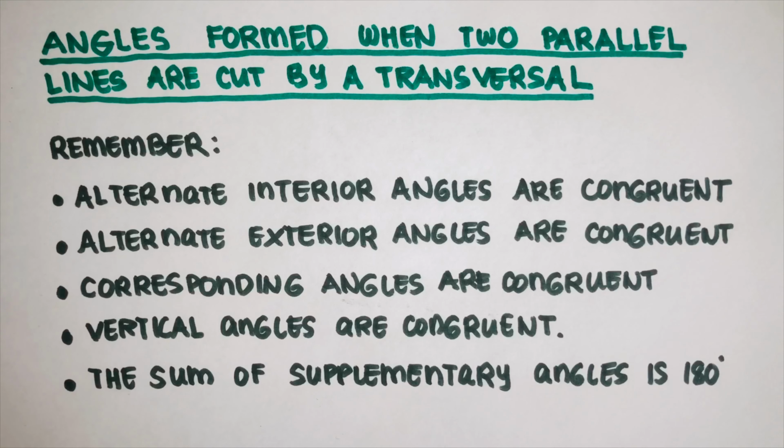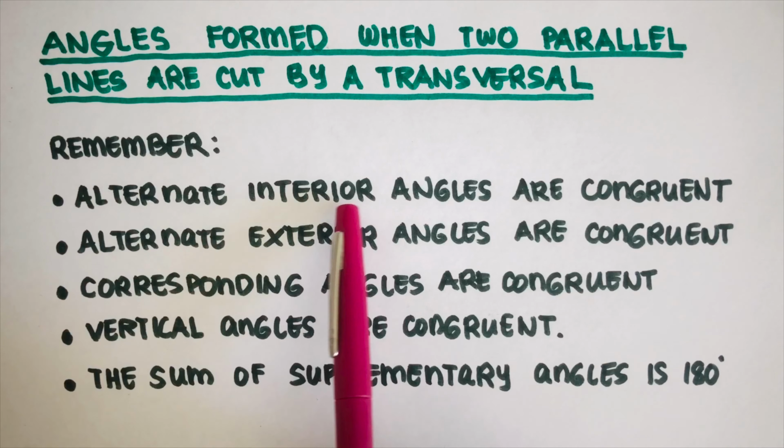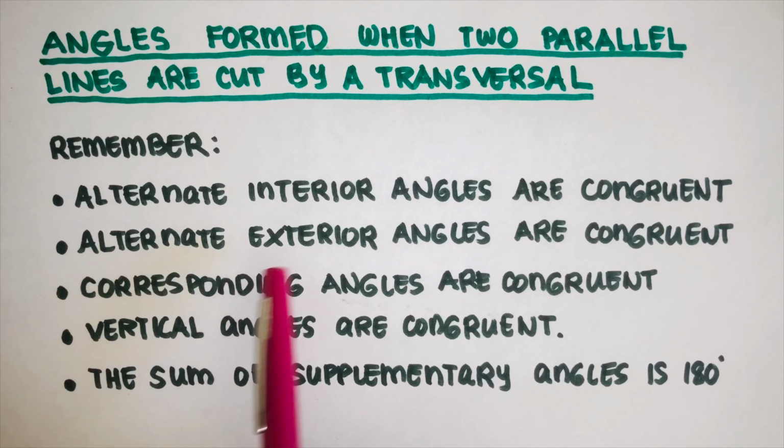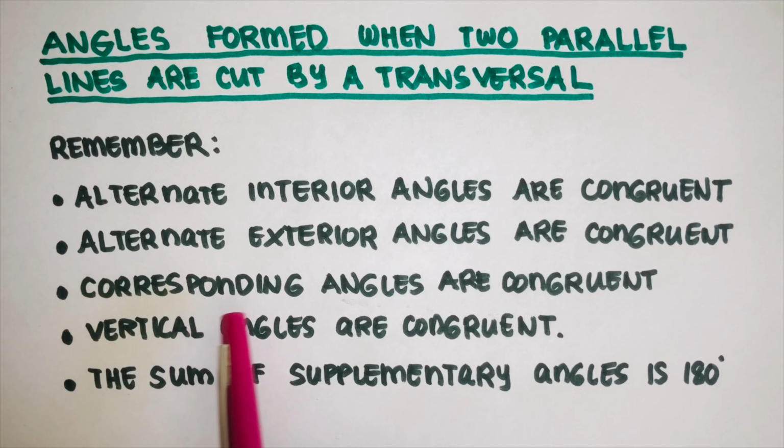So in the previous video, we talked about the different names of angles that are formed by a transversal. We did have alternate interior angles, alternate exterior angles, and corresponding angles. Today, we're going to have some more vertical and supplementary angles.